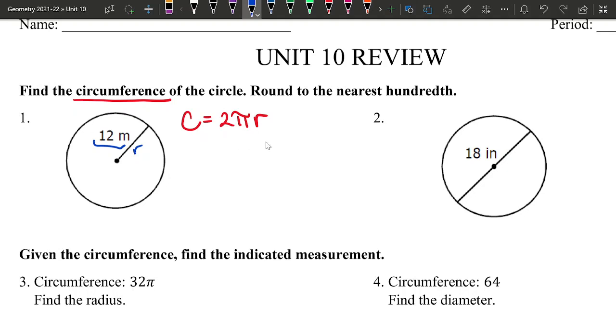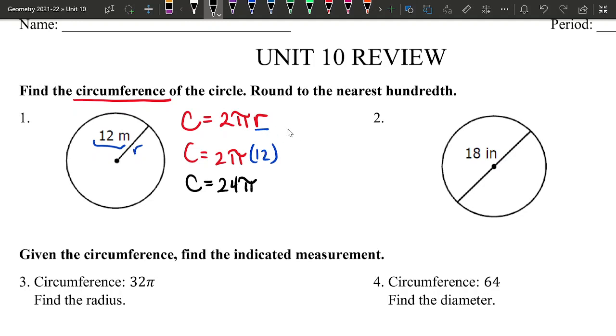So you're going to plug that in for r. So that's going to be a 12. So C equals 2 pi times 12. And then 2 times 12 is 24. So circumference equals 24 pi.